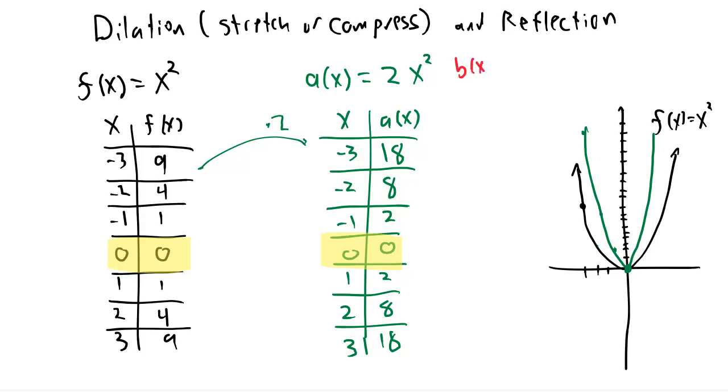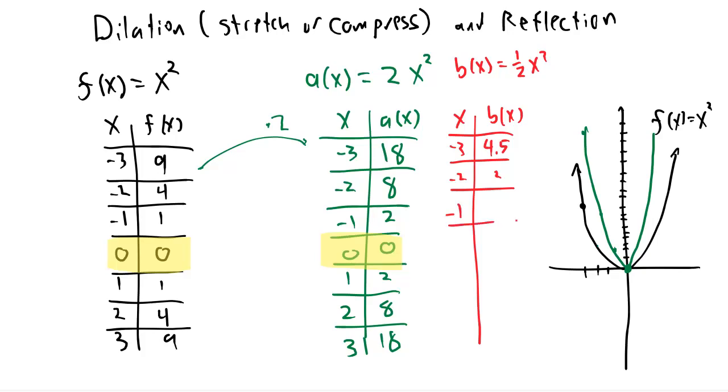What if we had b of x? Let's call it 1/2 x squared, okay? So if we consider this one, now, well, what's half of 9? It's 4.5. Half of 4 is 2. Half of 1 is just a half. Notice the 0 is still 0. And then we know it's symmetrical, so we see the same numbers again. So what that does is now these numbers are lower. It's like down here, here, here, and here.